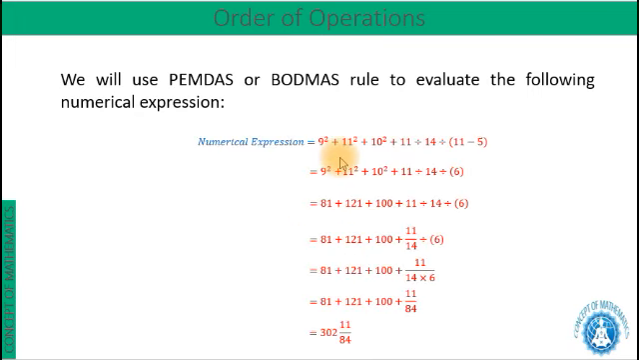The sum of squares of 9, 11 and 10 and a quantity 11 divided by 14, subsequently divided by the difference of 11 and 5. As per our rule, we will do the parentheses first, which turns out to be 6. Now we will do exponents. There are 3 exponents, which turn out to be 81, 121 and 100.